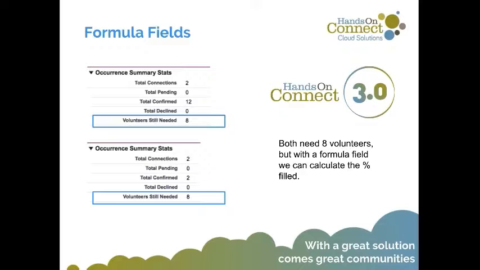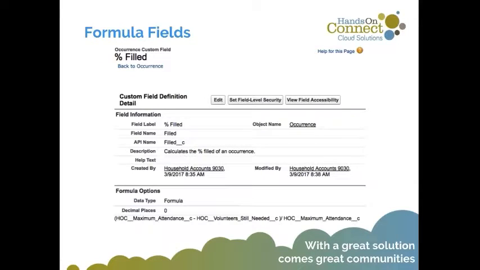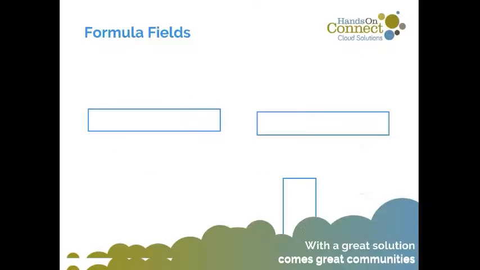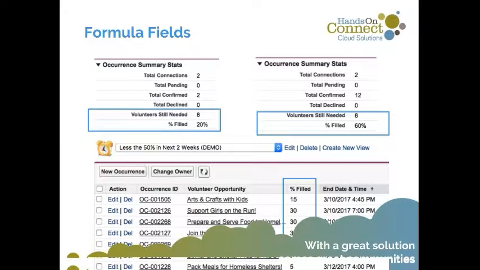And this is where a formula field can come in. With a formula field, we can create a field to show the percent filled, which would then give us the percentage that we can use in reports or views to help identify which volunteer opportunities and occurrences are at greatest risk of not having enough volunteers to carry out the project.